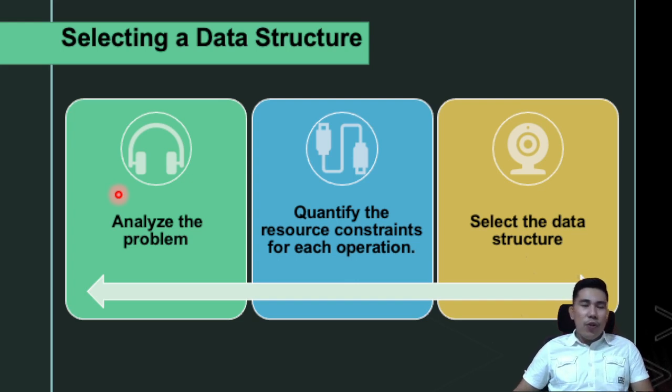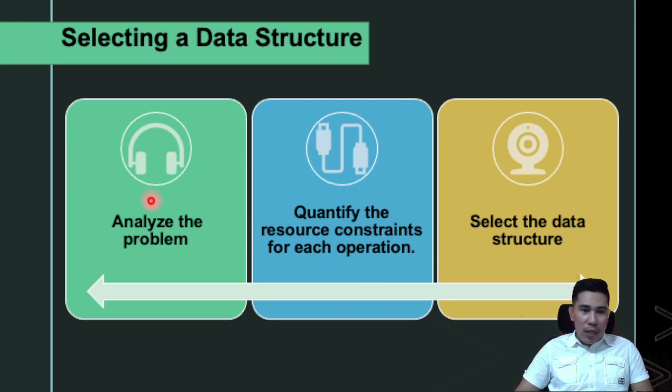When selecting a data structure to solve a problem, you should follow these steps. Number one, analyze the problem to determine the basic operations that must be supported. Second, we have to quantify the resource constraints for each operation. And the third one is to select the data structure that best meets these requirements. So basically, these first three steps approach to selecting a data structure operationalizes a data-centered view of the design process.